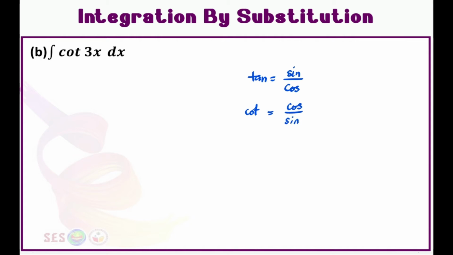So applying that to our question, cot 3x is just cos over sine. What about the theta? Just copy 3x. So integrate cot 3x dx is just the same as we integrate cos 3x over sine 3x. And because we want to integrate over x, we write dx at the back.